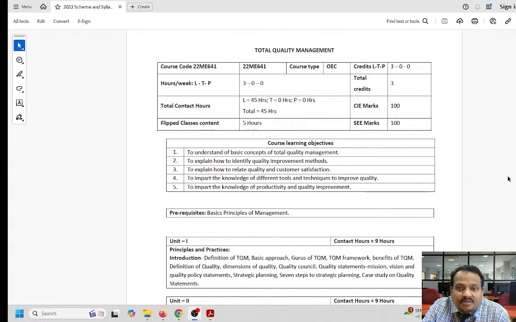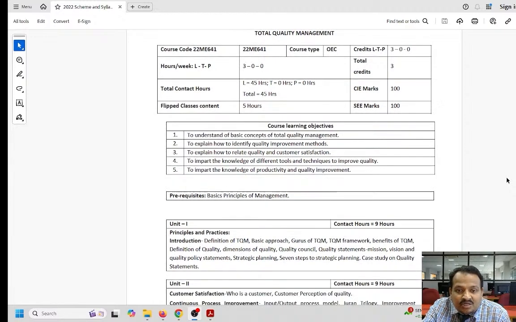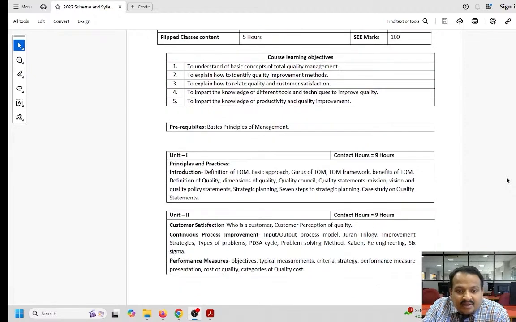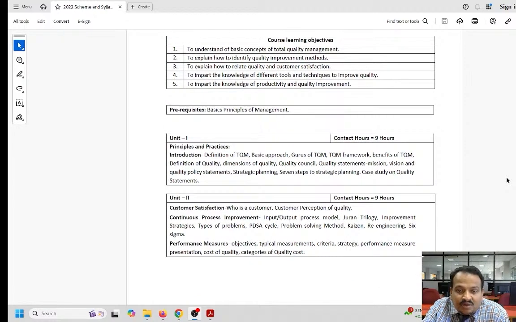Good morning, students. This is an open elective called Total Quality Management. In this, you have course learning objectives: basic concepts of management, identifying quality improvement methods, customer satisfaction, and different tools and techniques to improve quality. Unit one is all about the principles and practices, the gurus of TQM, the dimensions of quality, the quality council, strategic planning, and other things.